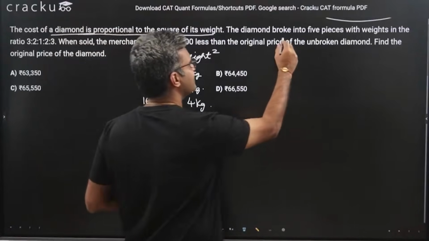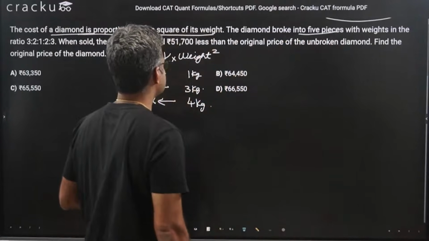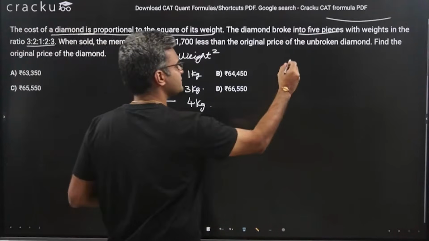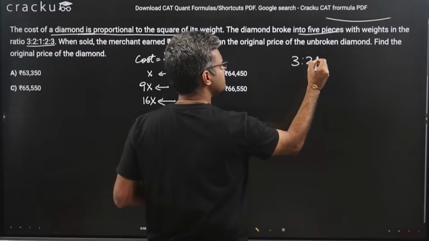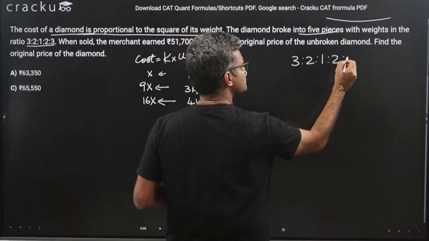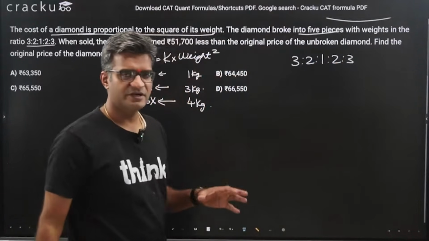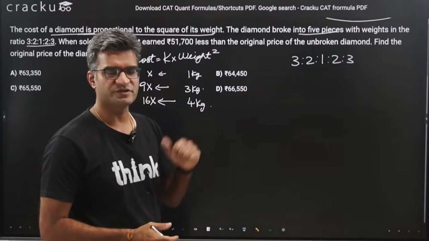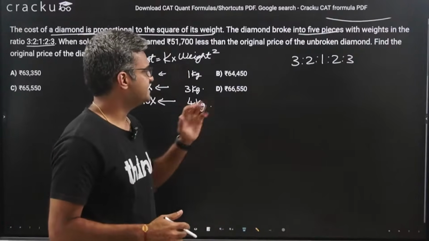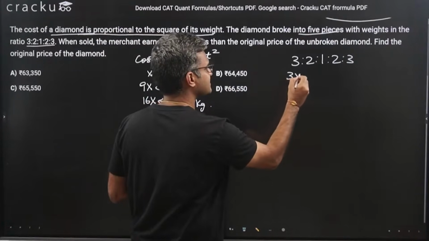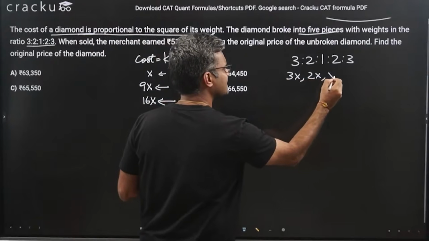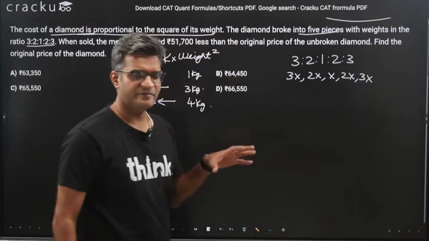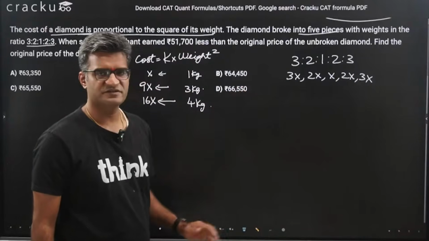Now what we are told is that there is one diamond which broke into 5 pieces with weights in the ratio of 3:2:1:2:3. So there was a big diamond, it broke into 5 parts. The weights of the individual parts are 3:2:1:2:3. So let us assume that the weights are 3x, 2x, x, 2x and 3x. These are the individual weights of the 5 parts.